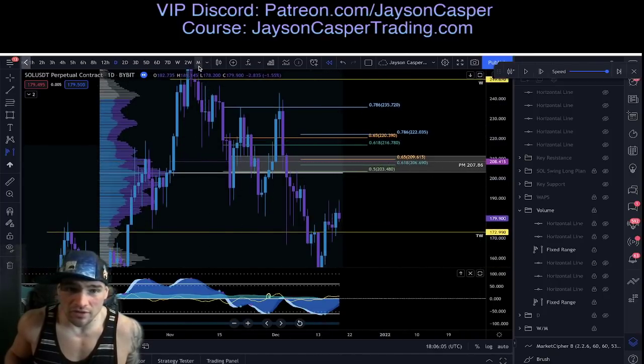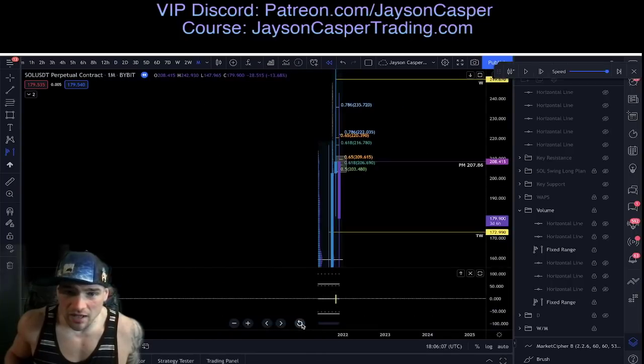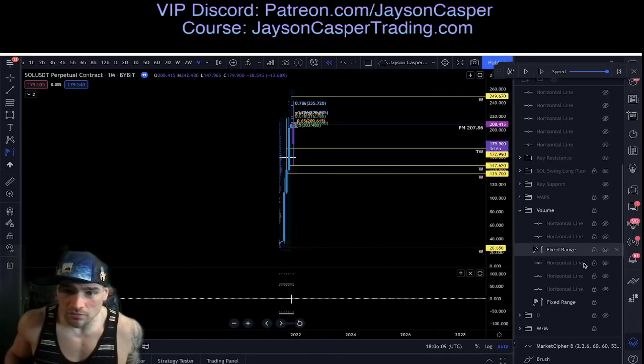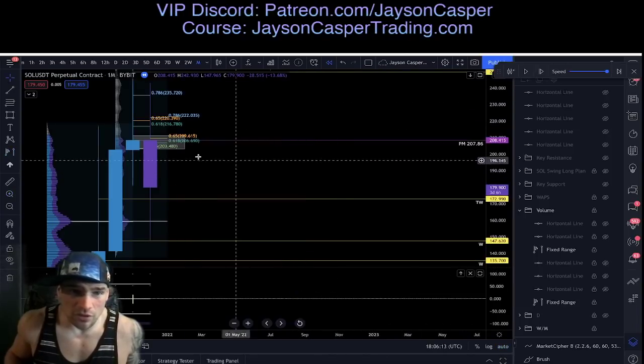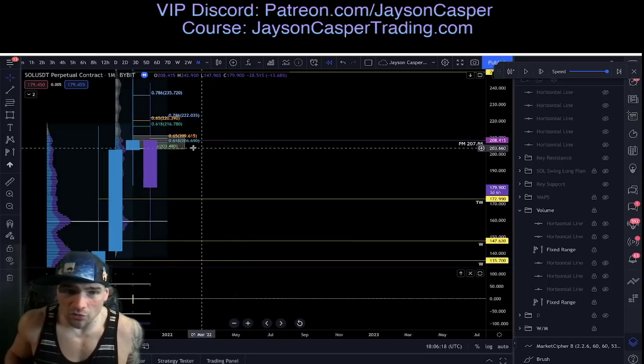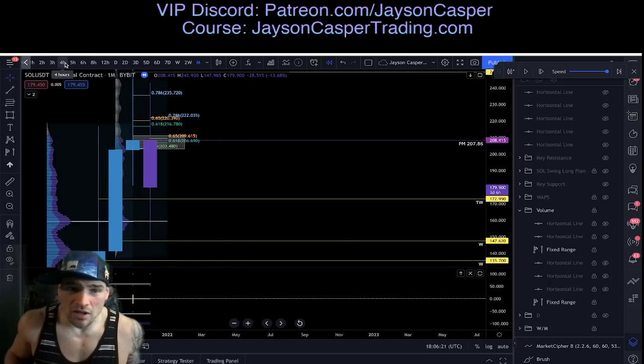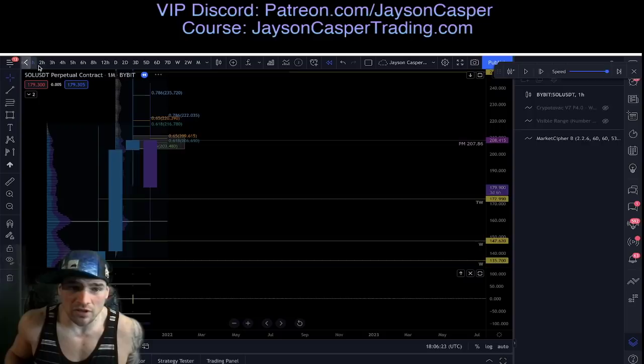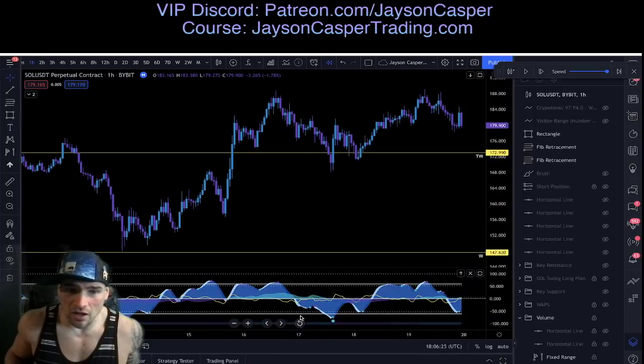If we go to the monthly time frame right here, we can see that if this candle closes in the purple, let me zoom in here. If this current monthly candle closes in the purple, it will have formed a sticking point on the monthly time frame. So we have four things pointing to this one area on the SOL chart, right?